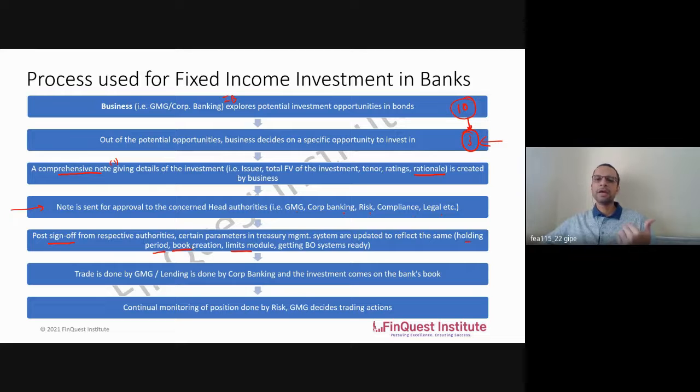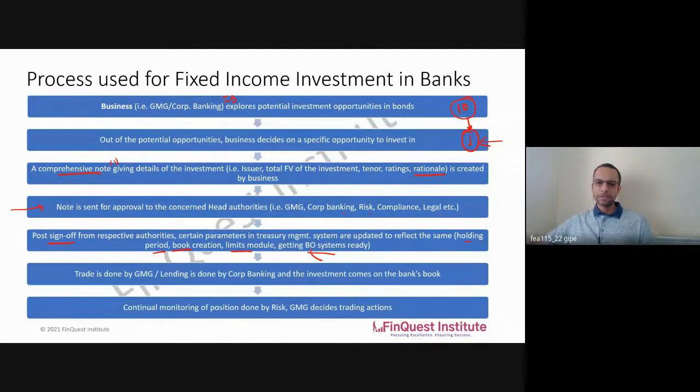Also, I need to get my back office systems ready, because finally, once I start transacting in that product, let's say I'm either trading a bond, or maybe I'm making a large lending, or maybe I'm looking at a strategic investment, whatever actions I make are going to be a part of my portfolio.